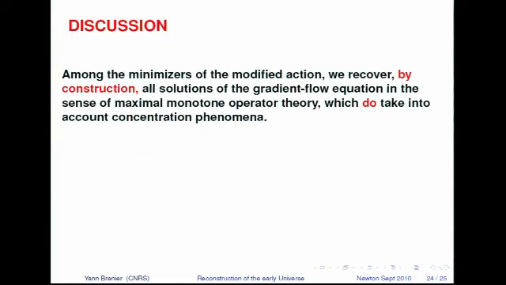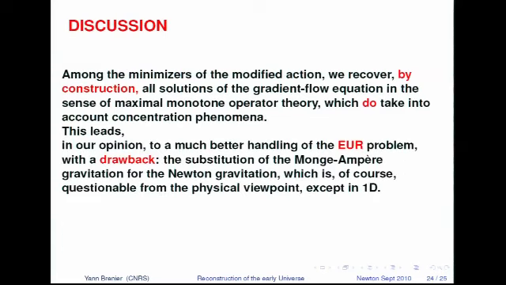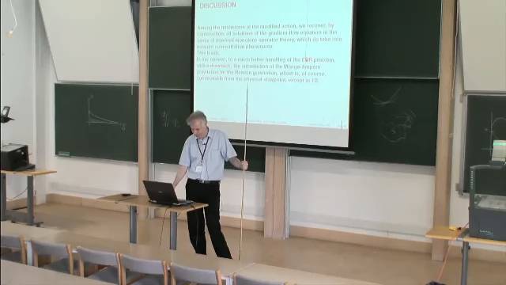So now let me finish. The idea is that among the minimizers of the modified action, we at least recover all the solutions of the gradient flow. So that takes into account the concentration phenomenon. And the drawback of our approach is, of course, that we have cheated, except in 1D, with the model, because we have used the Monge-Ampère model instead of the Poisson model. And I don't know what to do with the original model involving the Poisson equation, I must say. So it works very well if we do this nonlinear modification of the model.